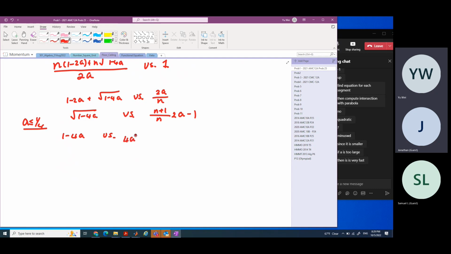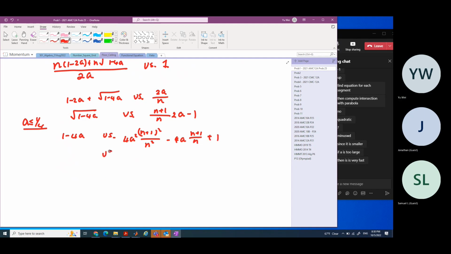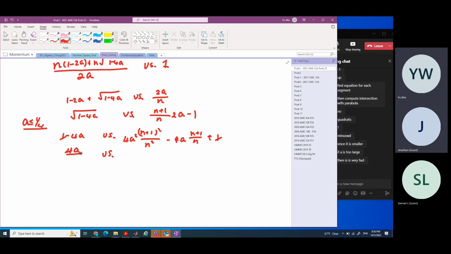So it's 4a squared, then n squared over n plus 1 squared, minus 4a n plus 1 over n plus 1. Does that mean we can compare, take out this, right? So we can move this one here, we compare 4a over 1 versus 4a over n.